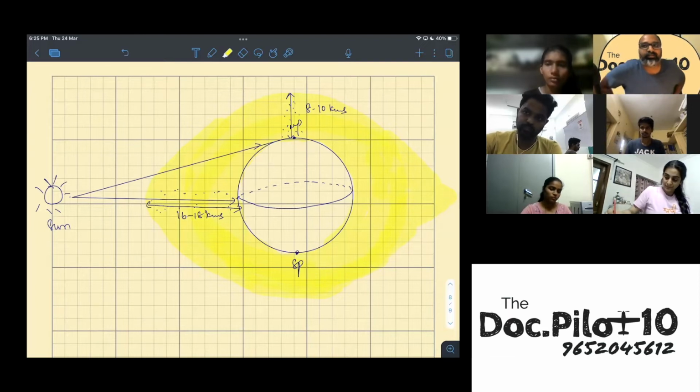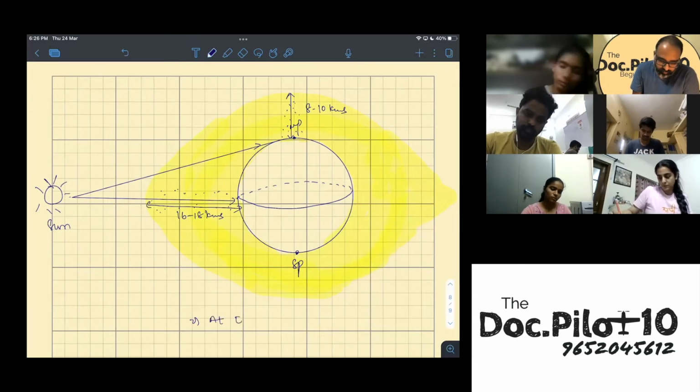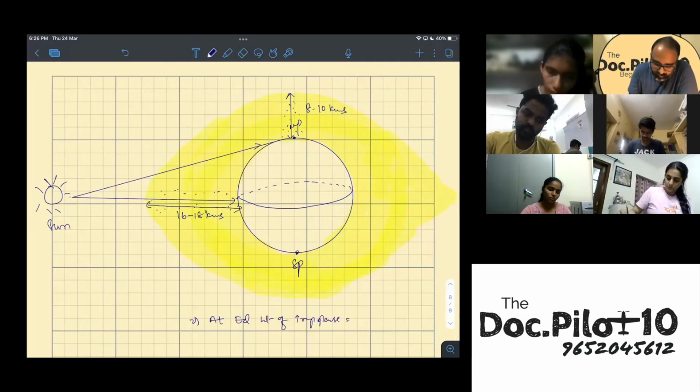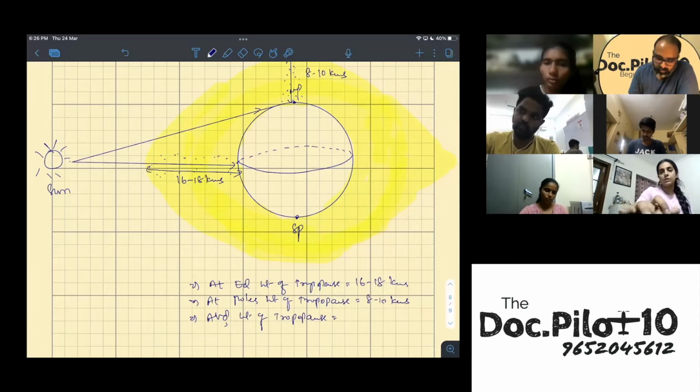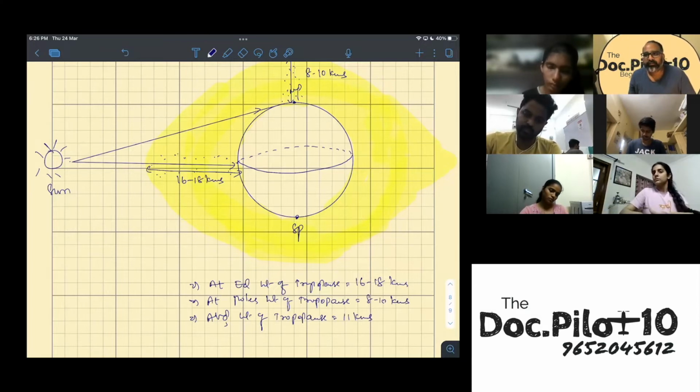Sorry. That is the reason. See, write the sentences. At equator, height of tropopause is equal to 16 to 18 kilometers. At poles, height of tropopause is equal to 8 to 10 kilometers. Now, average height of tropopause. What is the average height of tropopause? 11 kilometers. Now you understand how it is 11 kilometers and why I said average height. Clear?